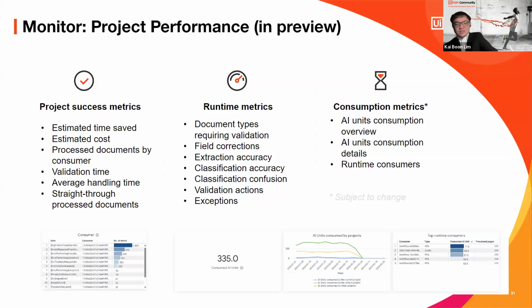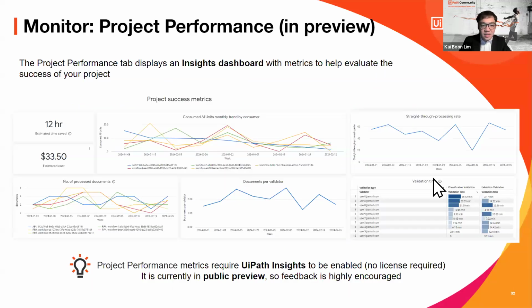Okay, so I'll move on quickly to monitor. Again, these are still in preview, and you do need Insights enabled on your tenant to enable this function. But there are three main metrics. Project success metrics, which are more related to ROI. Runtime metrics, which are more with regards to how accurate the project is. And consumption metrics: how are our AI units being consumed, what are the costs, and so on and so forth. This monitor is just a bunch of dashboards that are powered by Insights. I won't go into too much detail for this.